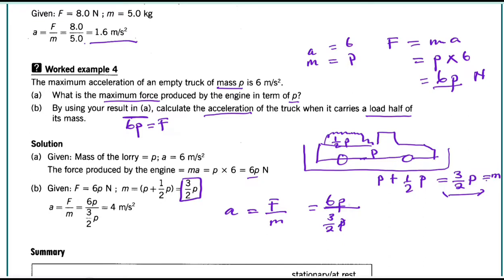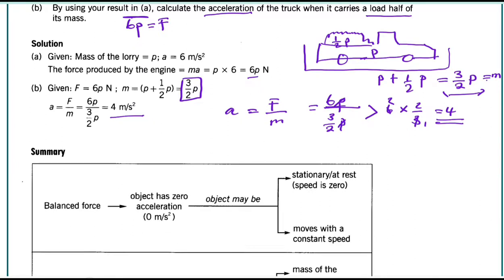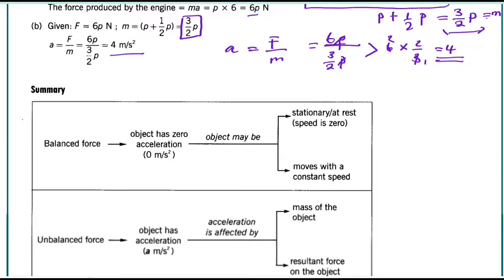Then we find that these two P's cancel out each other. So we are left with a equal to 6 multiplied by 2 over 3. Then this into this, 2 by 6 gives us 12 over 3, which is 4. That's why we come up with 4 meters per second squared. Is that okay?